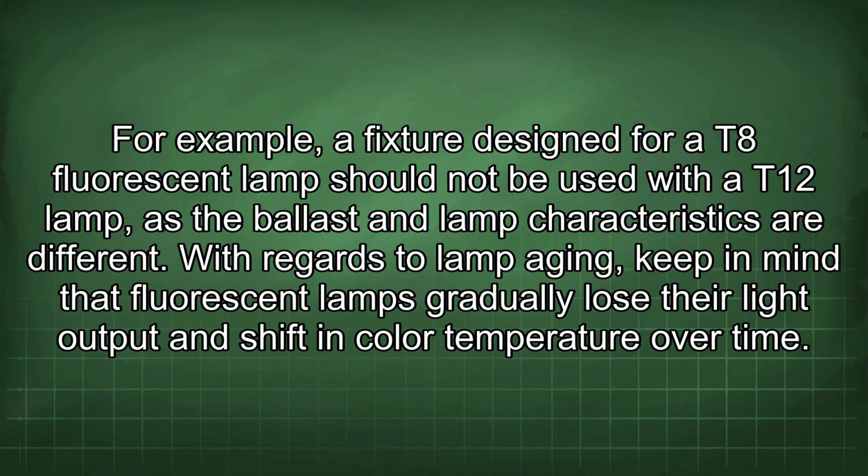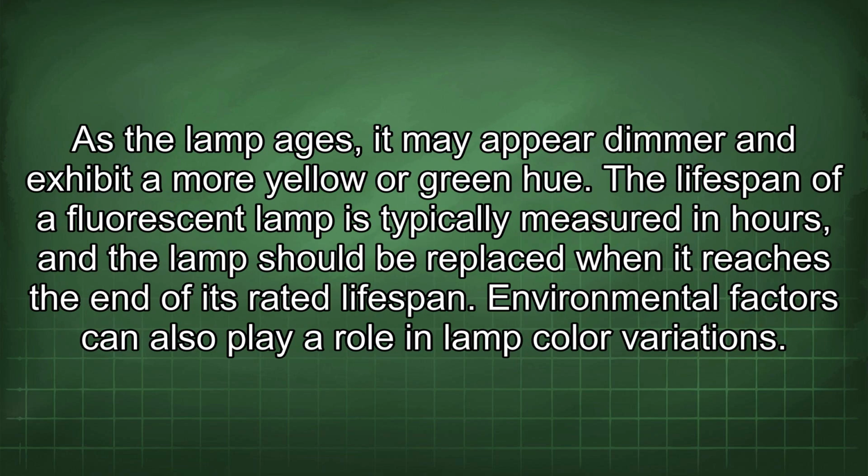With regards to lamp aging, keep in mind that fluorescent lamps gradually lose their light output and shift in color temperature over time. As the lamp ages, it may appear dimmer and exhibit a more yellow or green hue. The lifespan of a fluorescent lamp is typically measured in years, and the lamp should be replaced when it reaches the end of its rated lifespan.